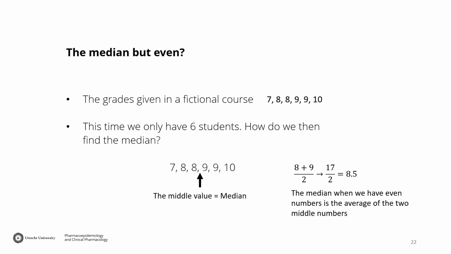For example, there are 6 here, so the middle will be 3.5. So you would take number 3 and number 4, and you would sum those two. In this case, 8 plus 9, and then divide by 2, and then you'll get 8.5, which is the median in this case.